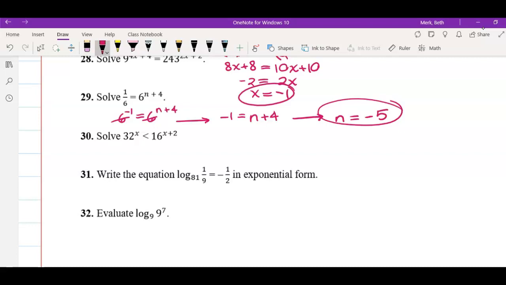I can express both of these as powers of 2. 2 to the 5th times x, and 2 to the 4th times x plus 2 would make that an 8. 4 times 2. I have to do distributing. I have common bases now, so 5x is less than 4x plus 8. Subtracting 4x from both sides, I get x is less than 8.